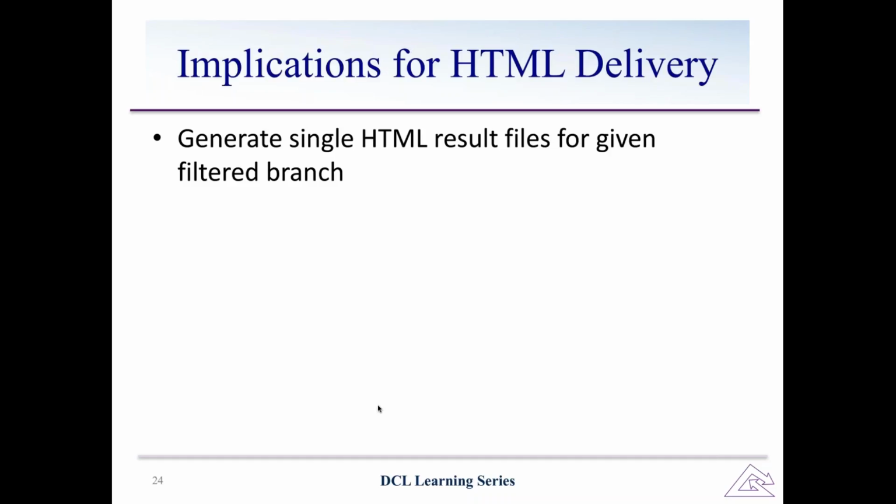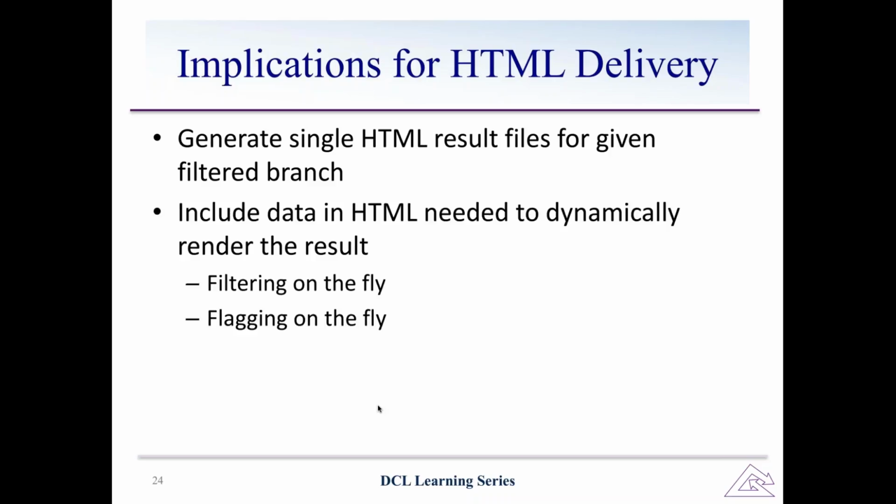So some of the implications for HTML delivery. The implication today is that you're going to generate a single HTML result file for a given filtering branch. Wait a second, what am I saying here? Did I say this clearly? Right. I think my first bullet isn't actually what I intended to say.